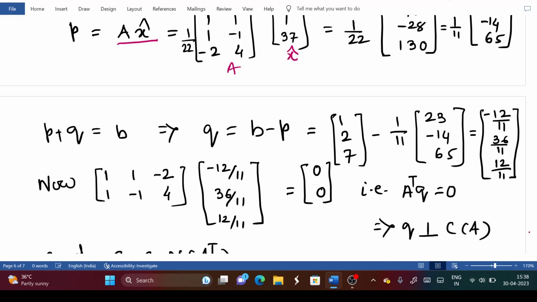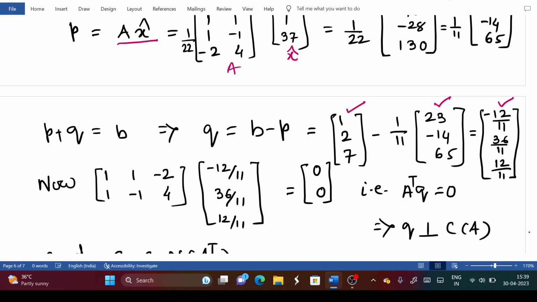Now we have got P, we have B, and we have one piece of information: B is equal to P plus Q. Naturally, if B is equal to P plus Q, then Q is equal to B minus P. But we know that B minus P is nothing but the error, and the error is always orthogonal to the column space, that is, it belongs to the left null space. So this Q belongs to the left null space. Now let us substitute the values of B, P, and Q.